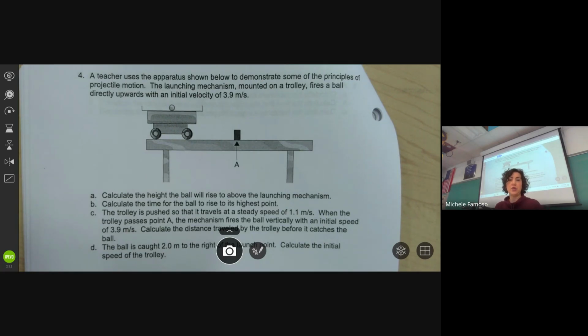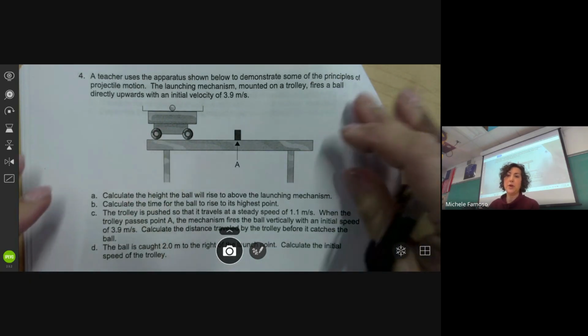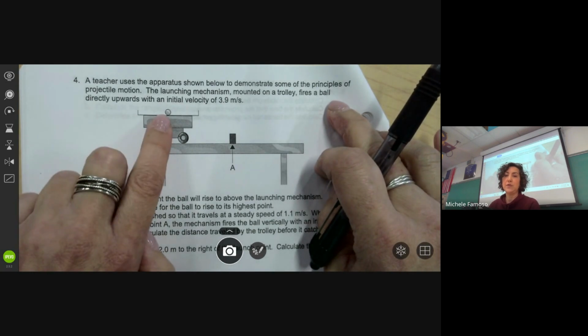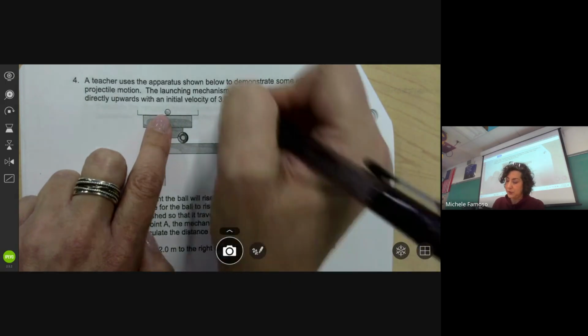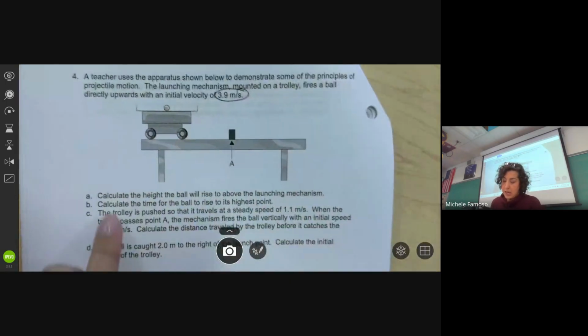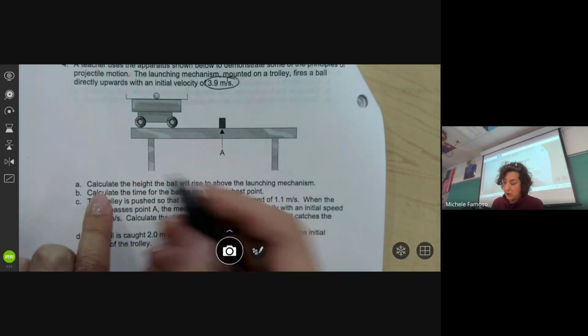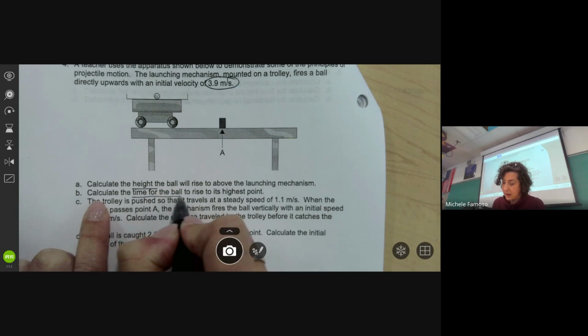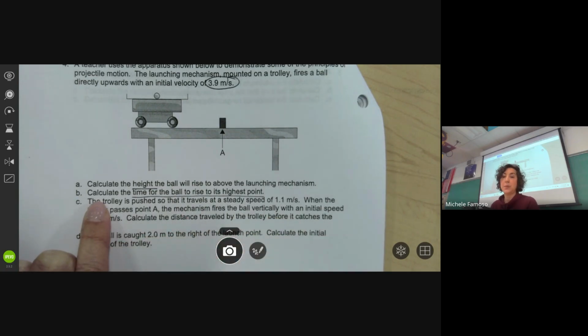principles of projectile motion. We have a launching mechanism, which is mounted on this trolley or the cart, and it is firing a ball directly upwards with an initial velocity of 3.9 meters per second. In part A, I want you to calculate the height that the ball rises to above the launching mechanism. Then in part B, I want you to calculate the time for the ball to rise to its highest point.